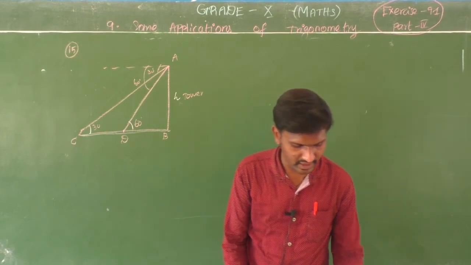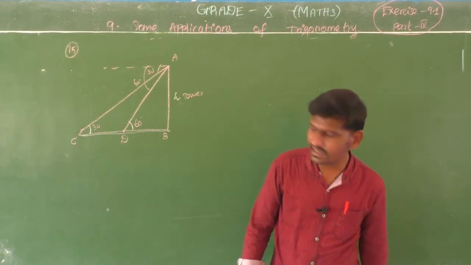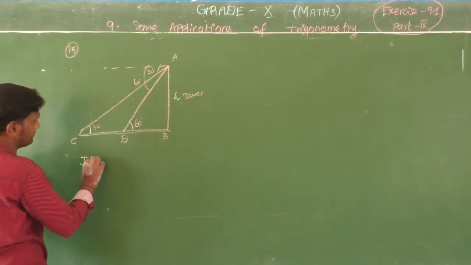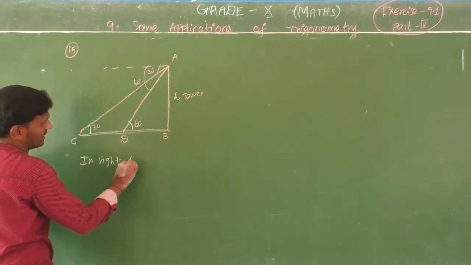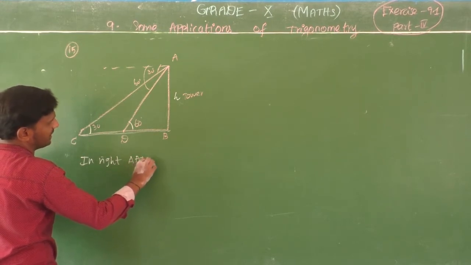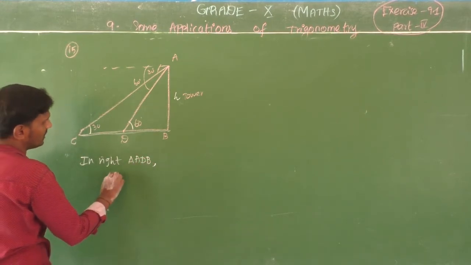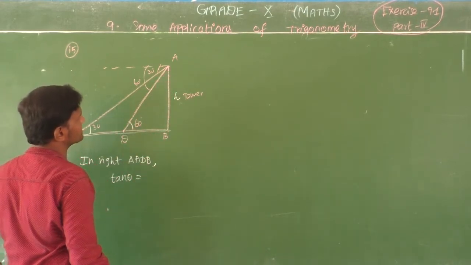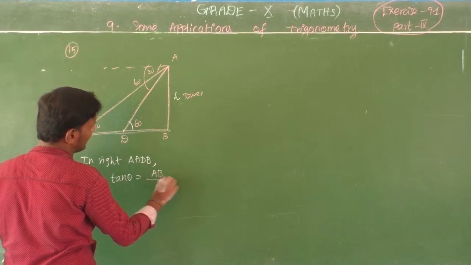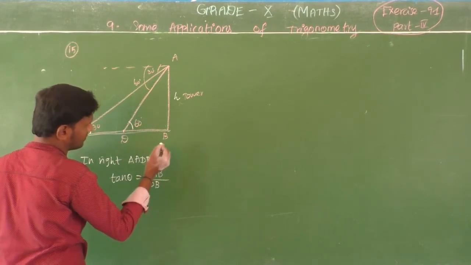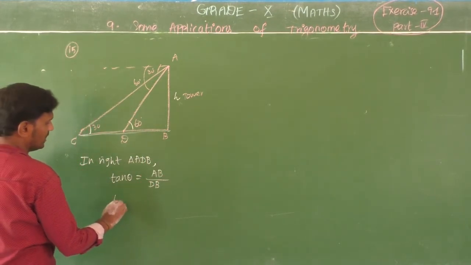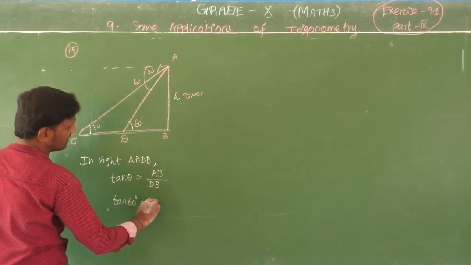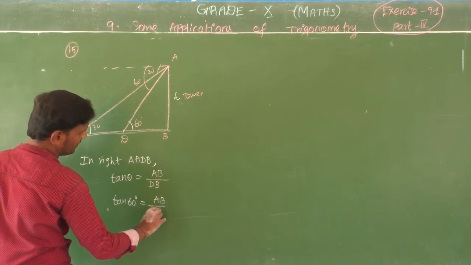Puriyudha pa? So first, in right triangle ADB, here also I am going to take tan theta, which equals opposite side divided by adjacent side. The opposite side is AB divided by DB. Now tan theta is 60 degree. Tan 60 degree equals AB by DB.